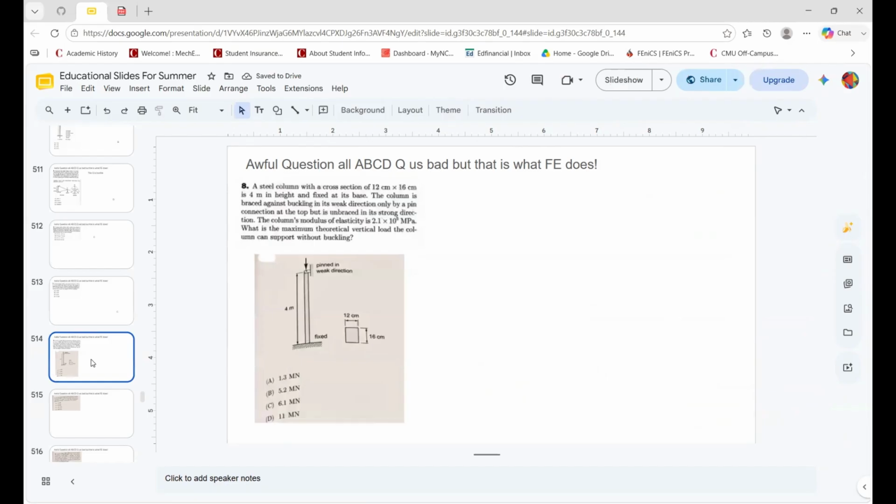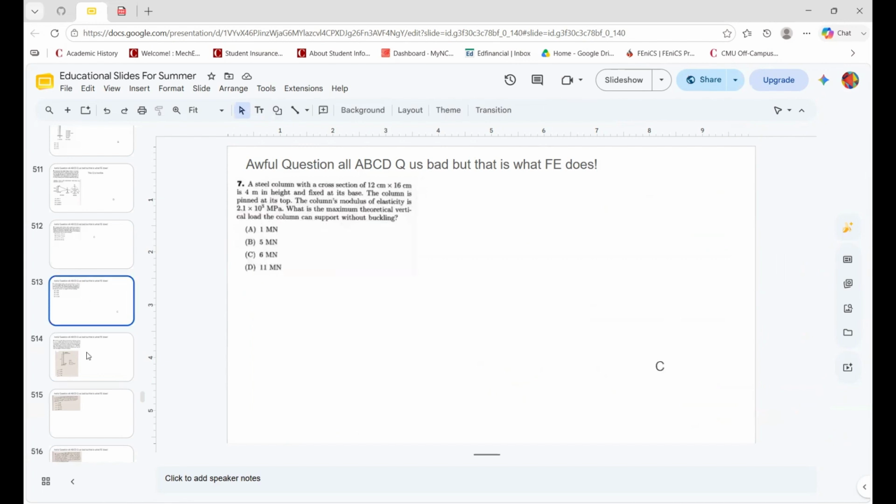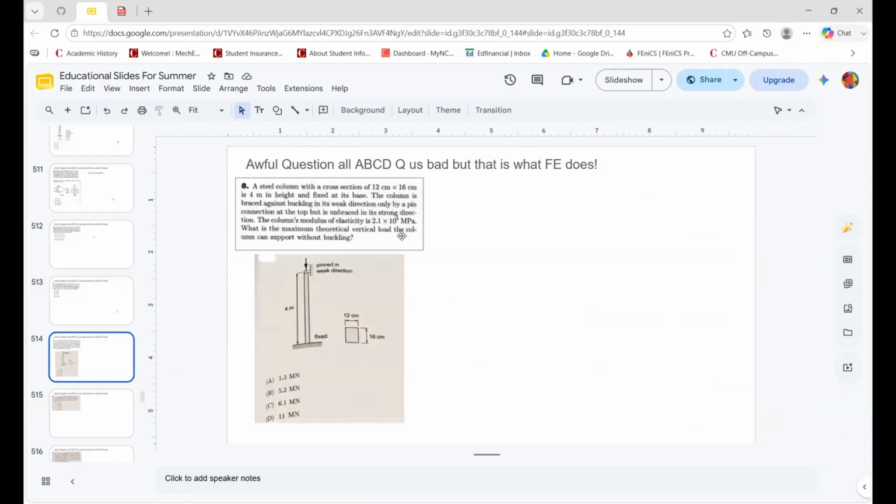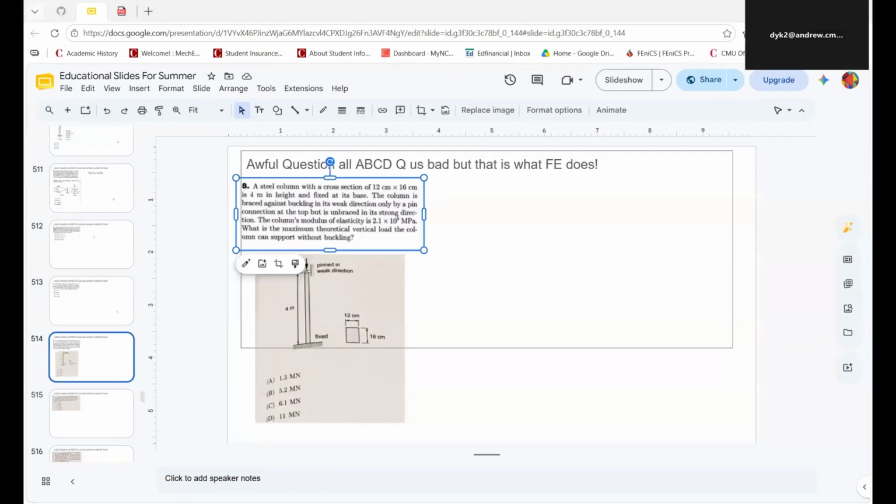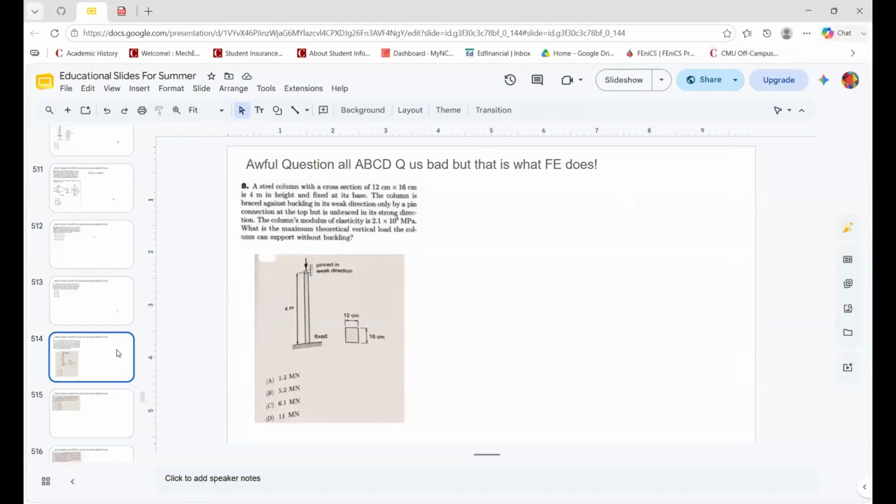Next one over here, a steel column with a cross section of 12 by 16 is 4 centimeter. Didn't we just do this? Oh wow. Okay. I think this is like a repeat question maybe. Let me check up here, 2.1. This question looks pretty much the same as before, but it's not. Why is it not, you may ask? Because you have to look at this thing as a 3D object.